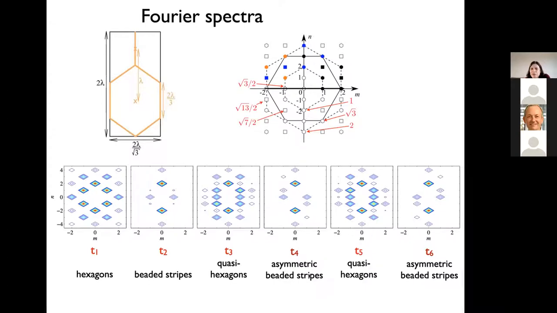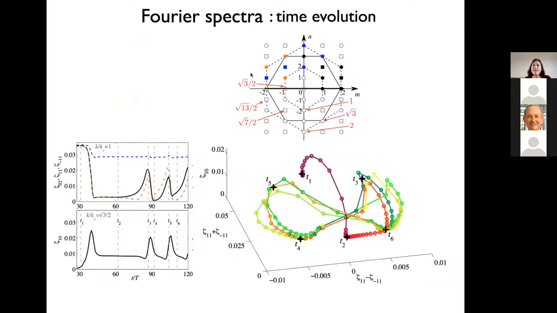Then you have the asymmetric beaded stripes, which look like the beaded stripes, except again, you have this asymmetry. You have something here, you have more than you had over here. Then you go to the other quasi-hexagons, and this asymmetry here, where this and this are of higher amplitude than this and this, but it's reversed now. So this is the other kind of quasi-hexagons that we mentioned. And then this is the other kind of asymmetric beaded stripes, where here you had this, and now you have this. So even if we don't understand why, we at least have a lot of data about it.